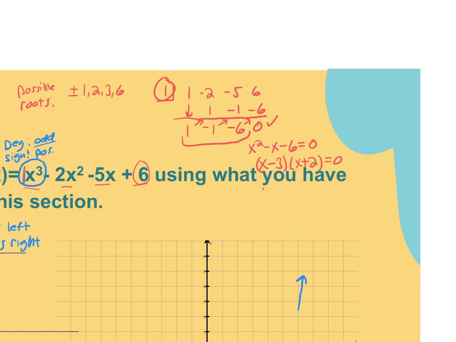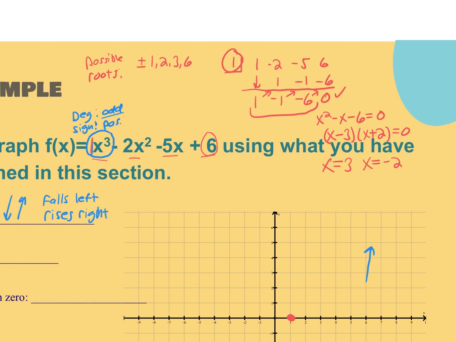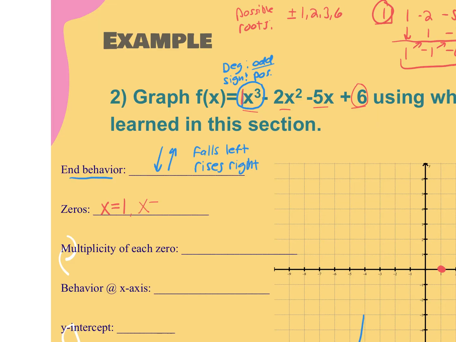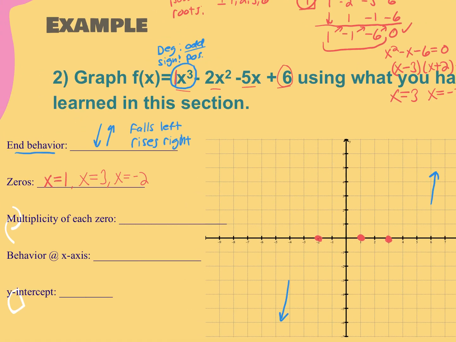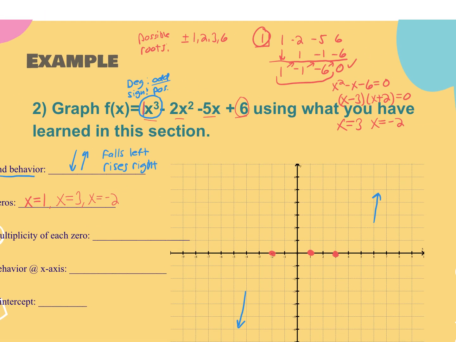All right, and that just means my other two zeros are going to be x equals 3 and x equals negative 2. All right, so let me list those out. X equals 3 and x equals negative 2, right? And I'll plot those on the graph. Negative 2 is right here, and then 3 is right there. All right, and then those are all of our answers, right?